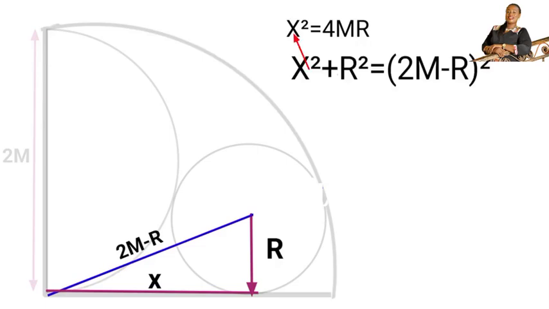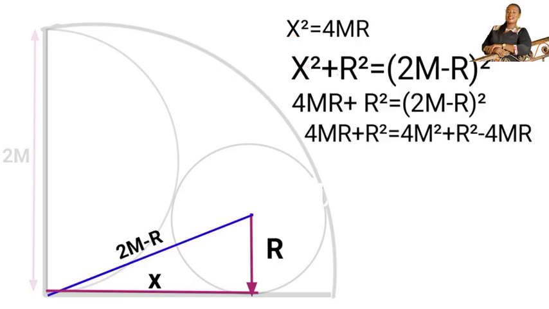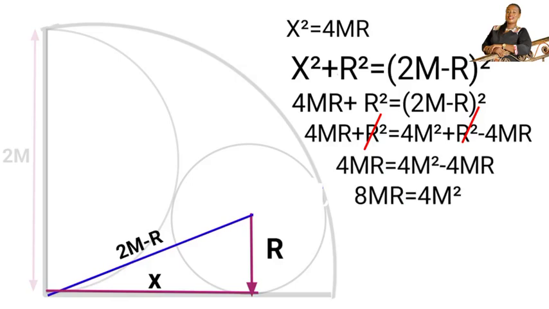So x squared equals 4mr. So 4mr plus r squared equals 4m squared plus r squared minus 4mr. R squared cancels r squared. We are left with this. And when we solve further, we are going to have r equals m over 2.